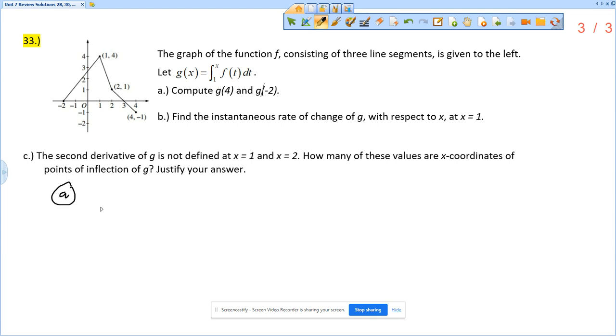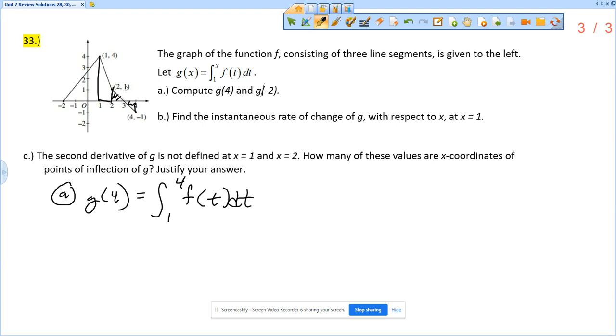All right, so g of 4, right? So this is just going to be a function notation question. So we're going to integrate from 1 to 4 f of t dt. And so very simple, we are interested in the area under the curve from 1 to 4, right? So we've got this area here, right? Okay, which looks like a trapezoid and then a triangle and another triangle.